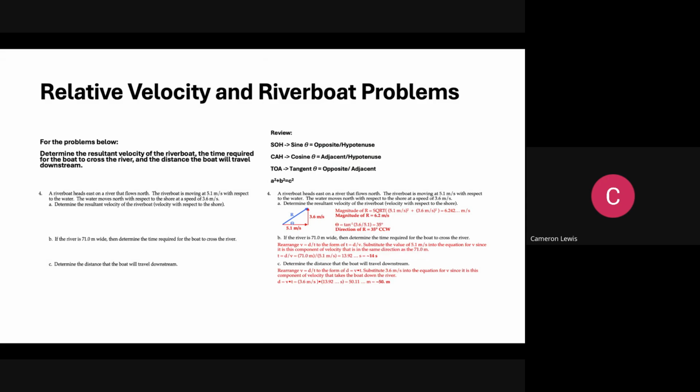Then we want to figure out the distance the boat will travel. So that's when we start using those definitional equations, or maybe some kinematic stuff from unit one, to apply to what we learned about vectors. And that's what today's class is going to be. Really bringing it all home.